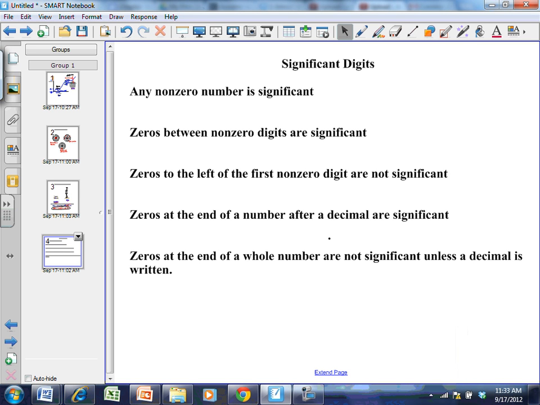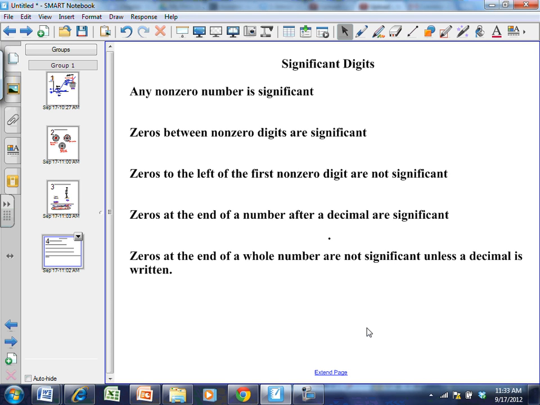Okay, hopefully you've watched the previous video and established why you need significant digits. Now let's talk a little bit about how to determine how many significant digits there are in a number. Here are the rules for determining the number of significant digits, and remember all these rules come because we need ways to manipulate numerical data that we measure.